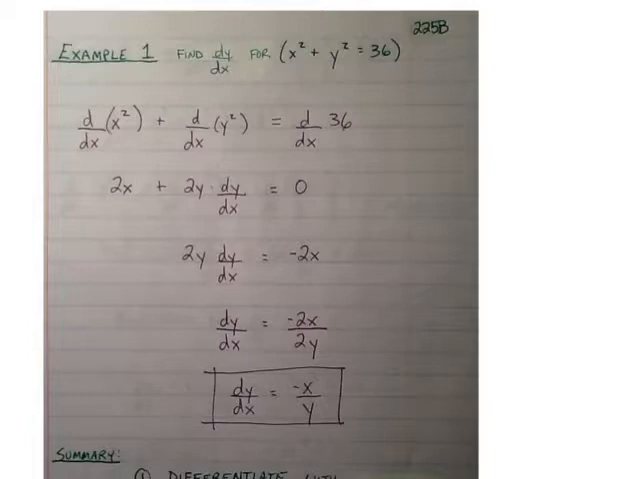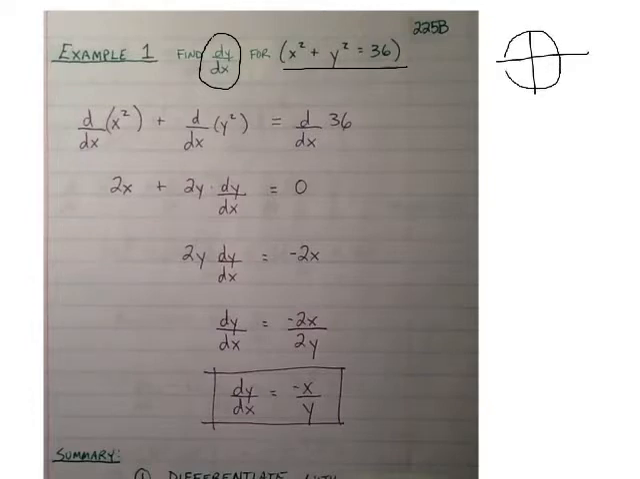Example 1 asks us to find dy dx, so the derivative of y with respect to x, for the equation x squared plus y squared equals 36. For those who remember what that looks like, that's actually a circle with a radius of 6. So if we want to do that, we're going to take the derivative of each term with respect to x. So the derivative of x squared, the derivative of y squared, and the derivative of 36, all with respect to x. So we use our power rule.